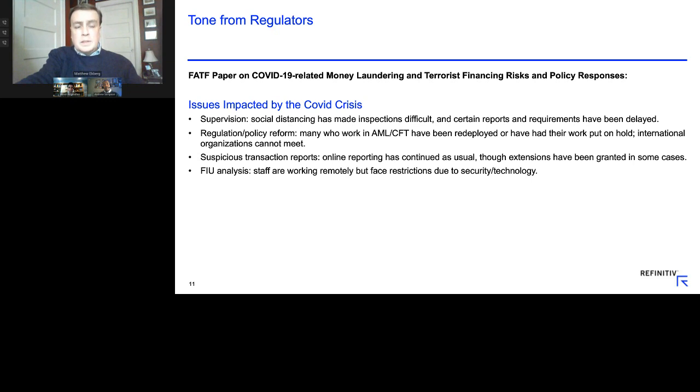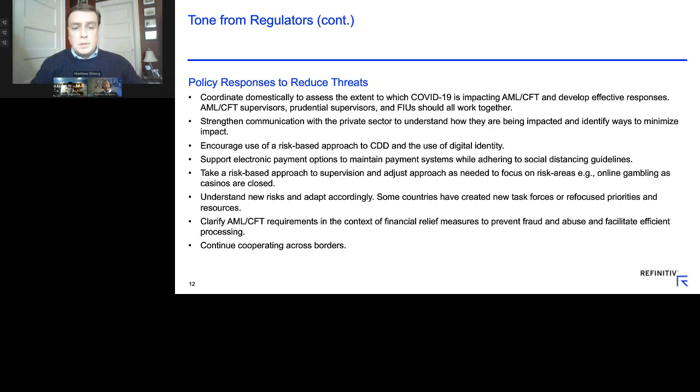The second area of guidance that the paper talks about, it outlines several responses that jurisdictions have taken or can consider in order to help reduce risks and threats. And so I think these are very, very important in terms of understanding how to address this both from a public and private sector perspective. So the FATF recommends strengthening communications with the private sector to understand how they're being impacted and ways to minimize impact. It encourages the use of the risk-based approach to CDD and the use of a digital identity, and other important things as well. They're outlined on the slide. And as you can see quite quickly, some jurisdictions have taken action in these areas.